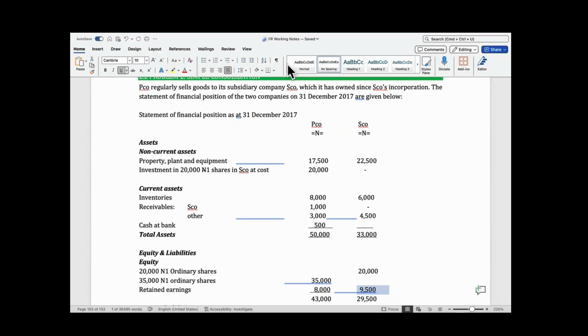cancel out this 9.5? Okay, because sir, let me just provide some clarity. So I think in consolidation, under the equity section, only the equity of the parent company will be shown on the face of the financial statement. Why? Why? Okay, well, you're our leader. Maybe you should help us, sir.